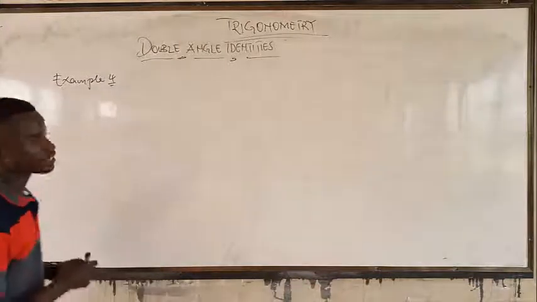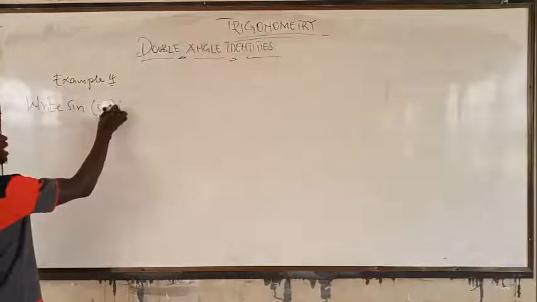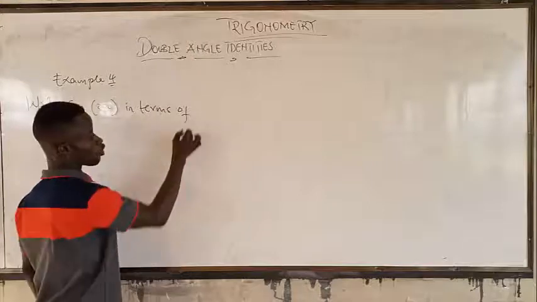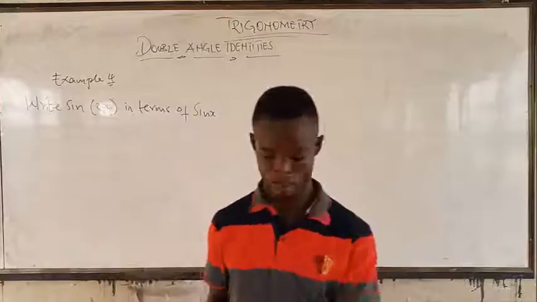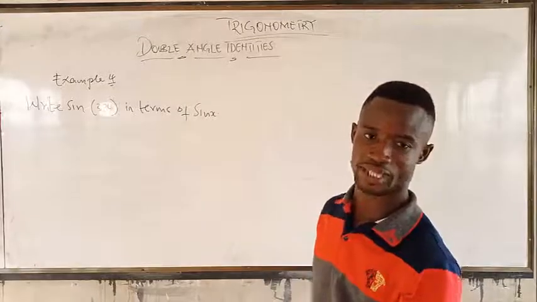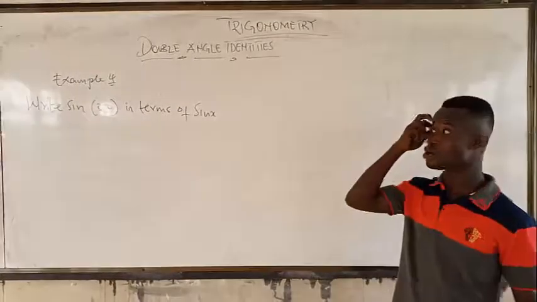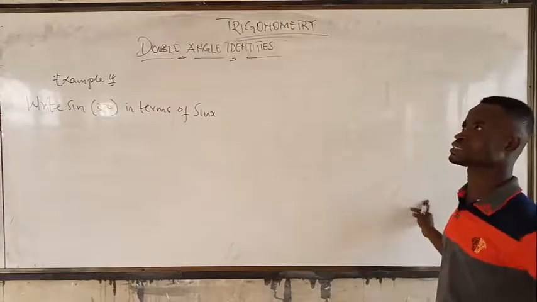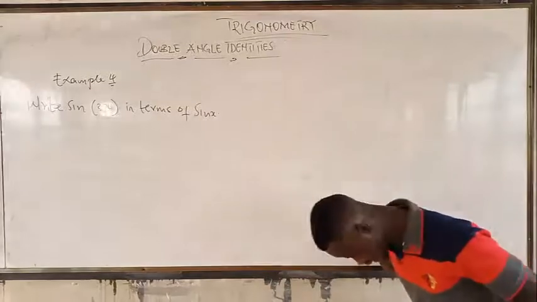Example 4: write sine 3s in terms of sine s. Very good. Let's move on. So all that we know for now is sum and difference identities, double angles, and all that. Very good. So let's look at what we can do here.